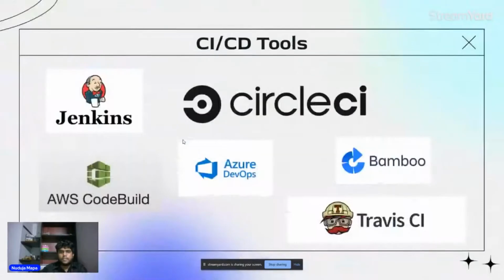These are a few of the most popular CI/CD tools used in the industry: Jenkins, Circle CI, AWS CodeBuild, Azure DevOps, Bamboo, Travis CI. And in the latter part of the session, we would be using GitHub Actions workflow to implement CI/CD workflows.